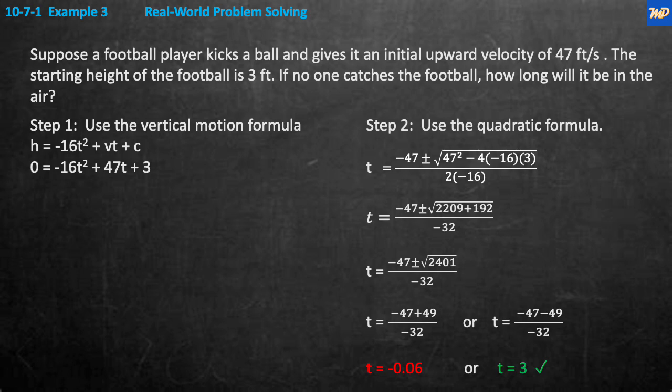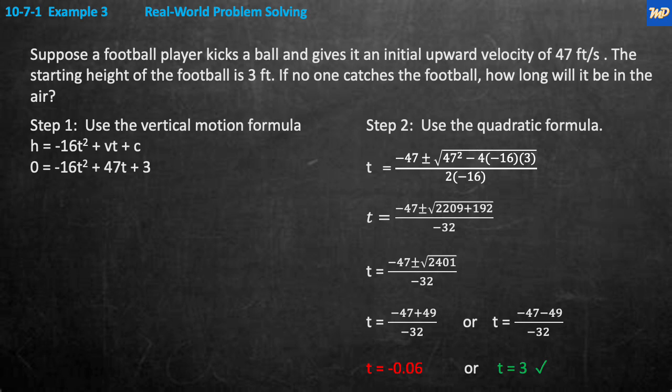What is step 1? Use the vertical motion formula. We've used it before. What is it? It's the height is equal to minus 16t squared plus vt, with the velocity, times t plus c. That's a constant. It's the initial position. That's what that stands for in reality. So that is 3. We're going to create a quadratic equation here: 0 equals negative 16t squared plus 47t plus 3. That just defined our entire problem.